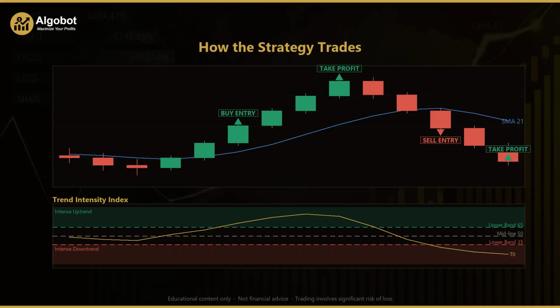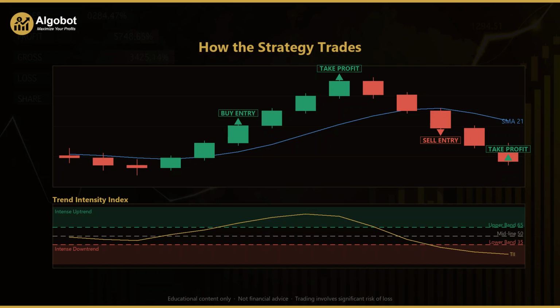This time the stop loss sits 2 ATRs above entry and the take profit 3 ATRs below. Price then follows through to the downside. The final candles print lower lows. The index sinks into the intense downtrend zone, and price reaches the short take profit target, closing the trade.